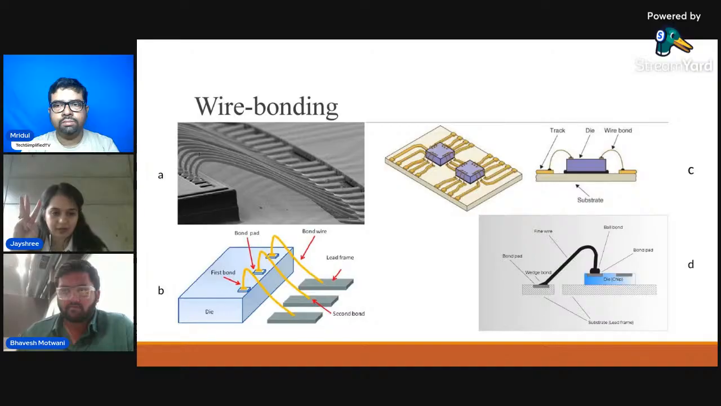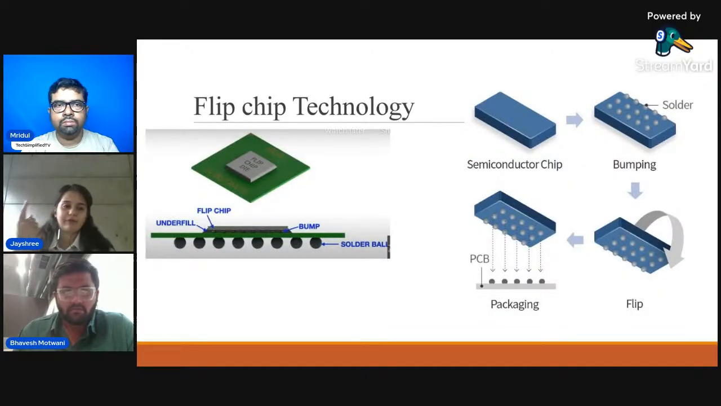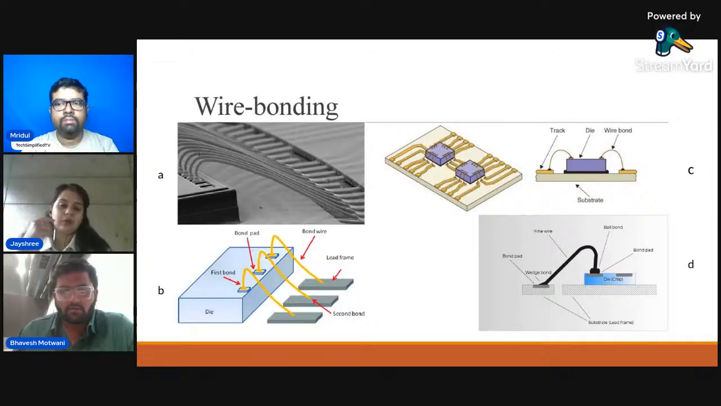There are three types of wire bonding techniques: thermosonic bonding, ultrasonic bonding, and thermocompression bonding. Firstly, we will go with thermosonic bonding. It is basically common for gold wires. We are using it for gold wires. It combines the ultrasonic energy along with the heat and the pressure, and it has a low bonding force, avoiding chip damage.